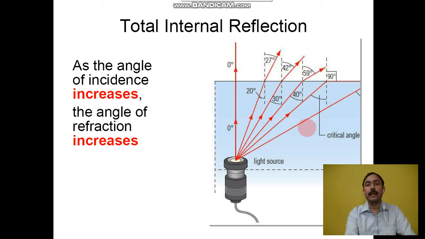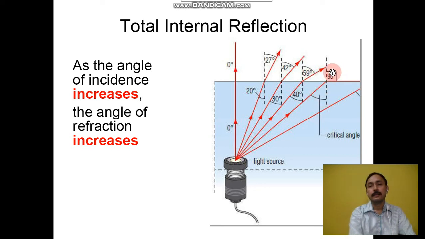As the angle of incidence increases, the angle of refraction increases. This is 0 degree, straight, moving to the normal. Now if the incidence angle is 20 degree, suppose this one is 27 degree. If the incidence angle increases to 30 degree, then it is 42 degree refracted angle. If incidence angle is 40 degree, then refracted angle is 90 degree. Suppose for a particular angle, the refracted angle is 90 degree.